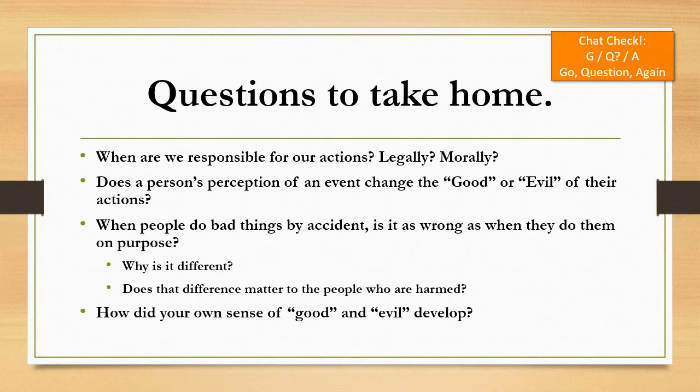So again, that first question, when are we responsible for our actions, legally and morally? Does a person's perception of an event change the good or evil of their actions? When people do bad things by accident, is it as wrong as when they do them on purpose? Why is it different? How is it different? And does that difference matter to the people who are harmed? How did your own sense of good and evil develop? How do you know what's right? So we're going to be working formally on the outline starting next week.